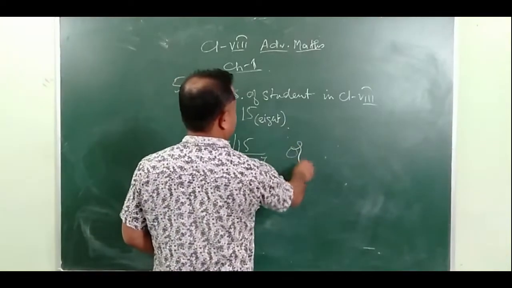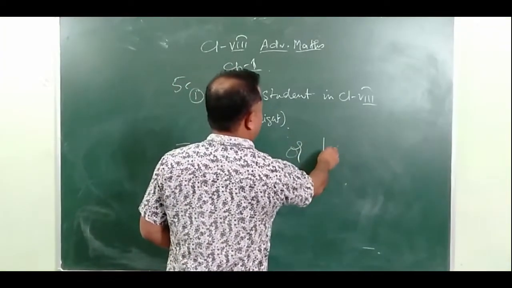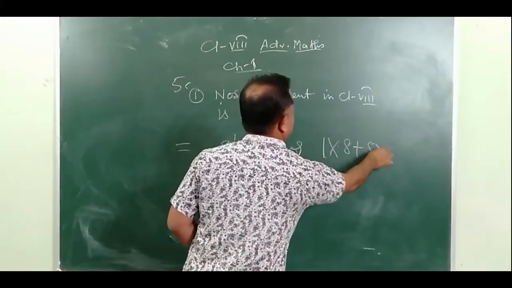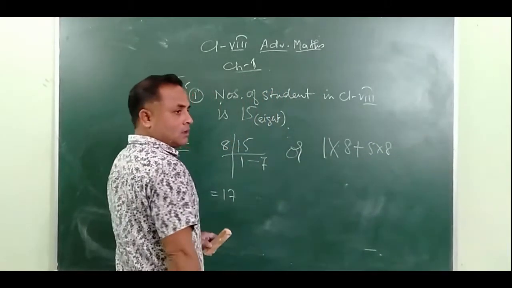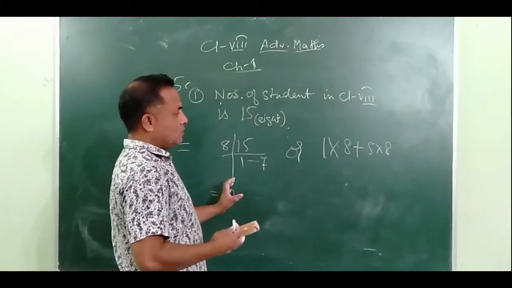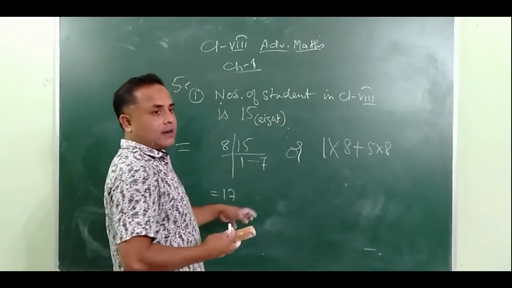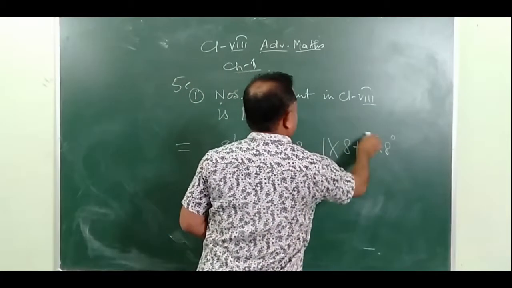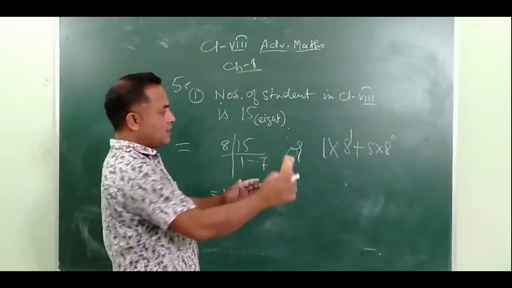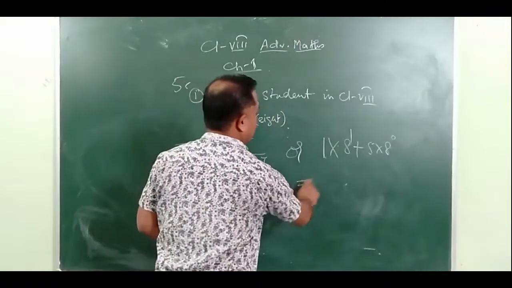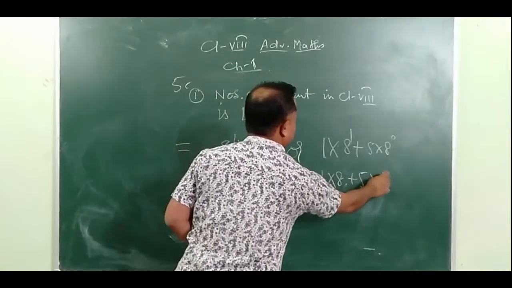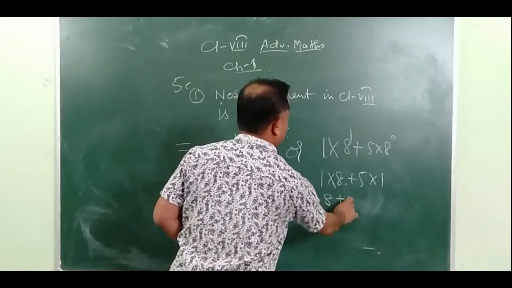Or 1 into 8 plus 5 into 8. That is in the expanded form. One is in the division form. Which one is correct? So the power should go on increasing from right to left. Let's see this one. 8 to the power 1 is 8 plus 5 into 8 to the power 0 is 1. That is 8 plus 5.